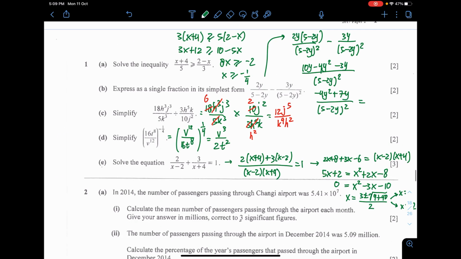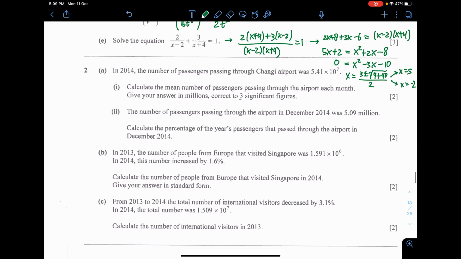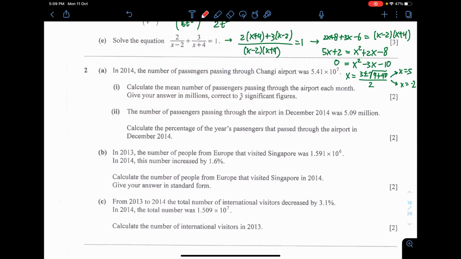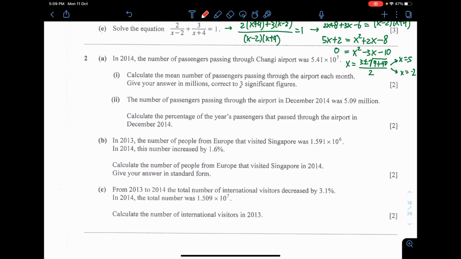Yeah, if only I have enough space here, because in 2017 Paper 2 they don't give you the gaps. You write it on a separate paper. Anyway, question 2. In 2014, the number of passengers passing through Changi Airport is this. Calculate the mean number of passengers passing through the airport each month.